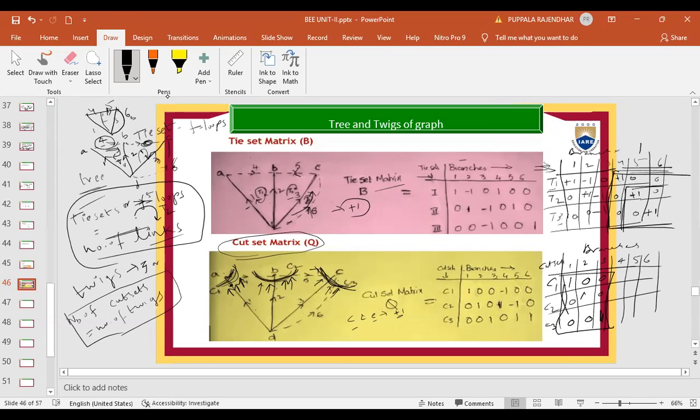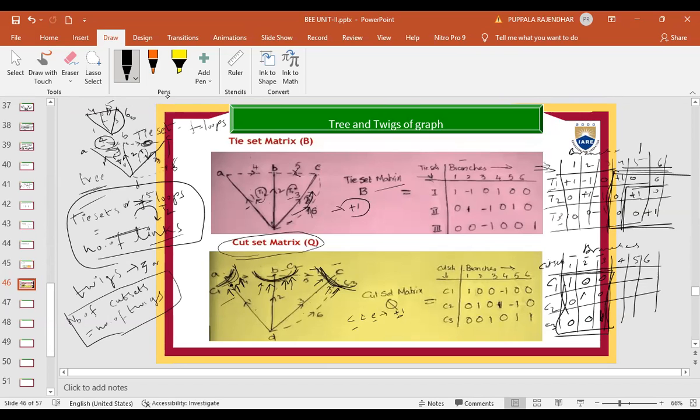Here also, cut sets 1, 2, 3 are formulated because of twigs 1, 2, 3. So we are getting a unit matrix directly here. No need to check these zeros. You can directly write. In the case of tie sets, for the corresponding link elements, we will take 1, 0, 0, 0, 1, 0, 0, 0, 1, the unit matrix. In the case of cut sets, for the corresponding twig elements, we will take a unit matrix.